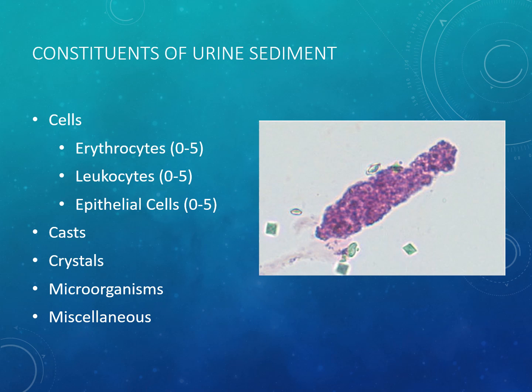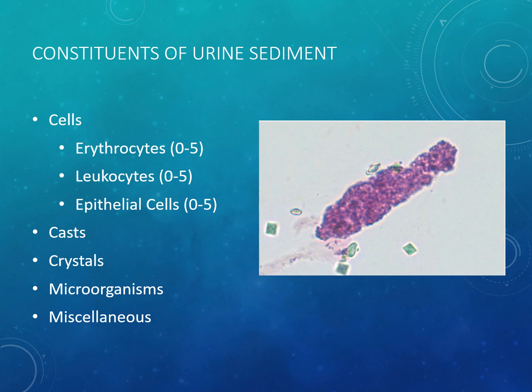And some of the things that we may see are cells. And again, erythrocytes or red blood cells, white blood cells, and epithelial cells. 0 to 5 per high power field is pretty normal. Anything more than that, we can start considering abnormal. And casts, we really don't see casts in normal urine. You know, if you see one, that's rare. It's more something that happens with kidney disease.